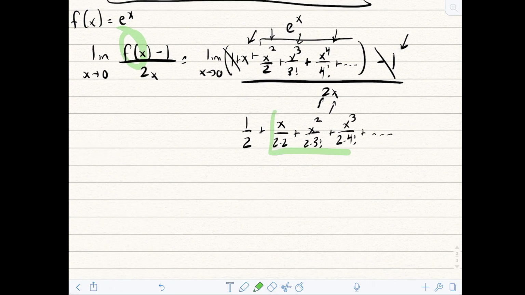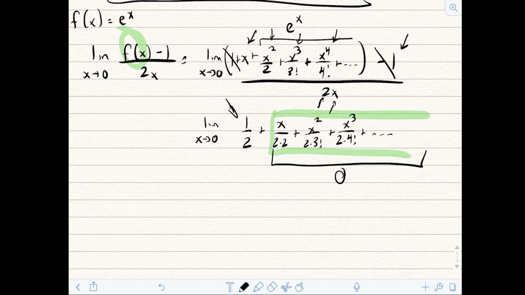Now we can see here that each one of these terms right here are all going to have an x, while this 1/2 is my constant out in front. So if I'm trying to figure out the limit as x goes to 0, all of these values right here are all going to be 0. So 0 plus 1/2 is going to end up giving us 1/2.